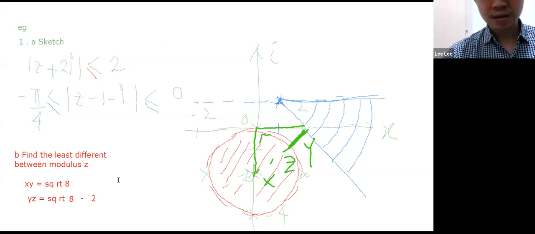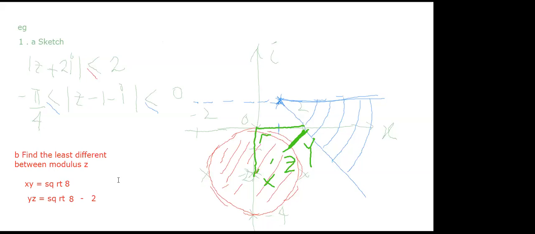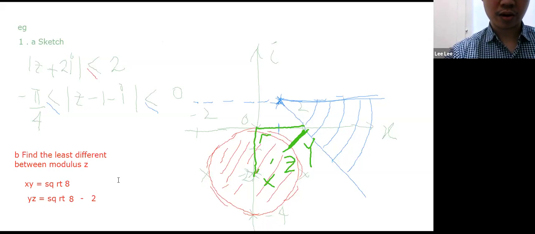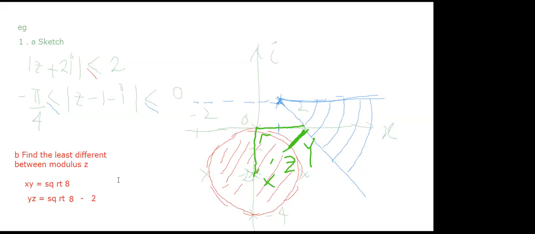Any questions? So this we actually get from the graph. Wait, square root 8 from where? From the right angle triangle: square root of 2 squared plus 2 squared.